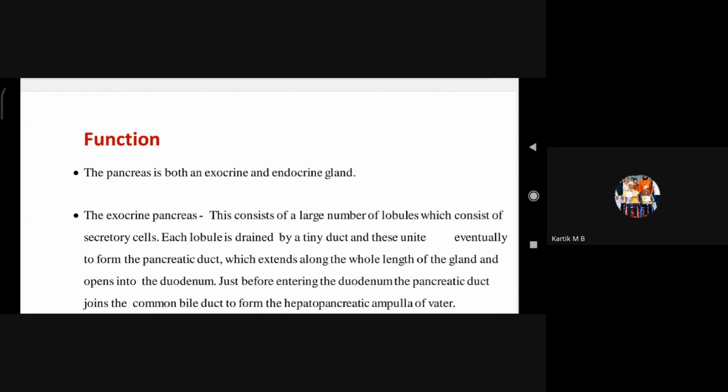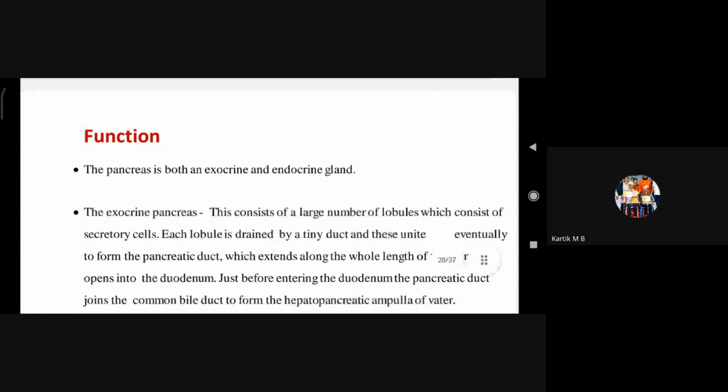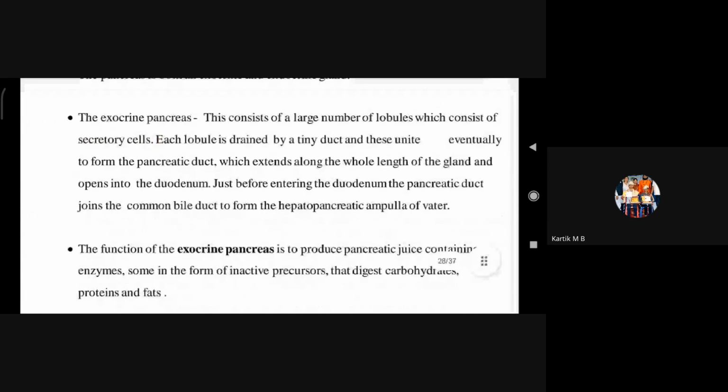This consists of a large number of lobules which consist of secretory cells. So the pancreas is divided into different lobules consisting of secretory cells. Each lobule is drained by a tiny duct, and these unite eventually to form the pancreatic duct. These small ducts are collected into the main duct, which extends along the whole length of the gland and opens into the duodenum.